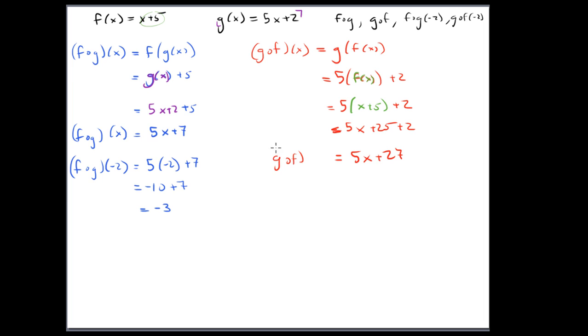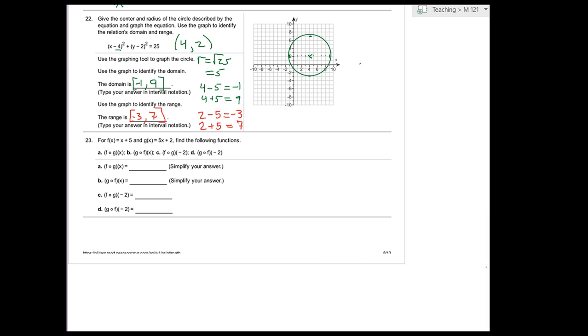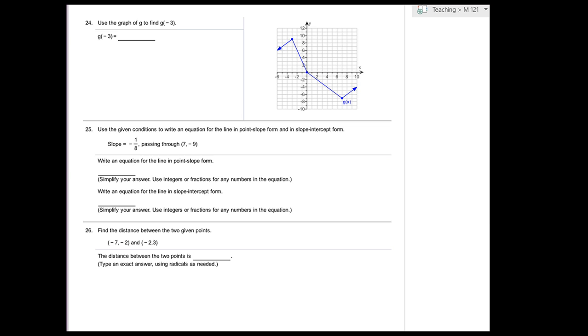That's g of f of x. So g of f of negative 2 is 5 times negative 2 plus 27. So that's negative 10 plus 27. That's 17. Great. And that's number 23, and I think we've got just one more page of these to do.